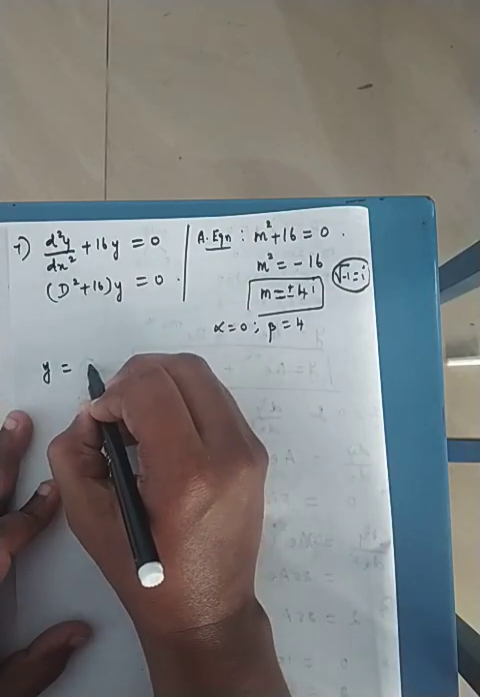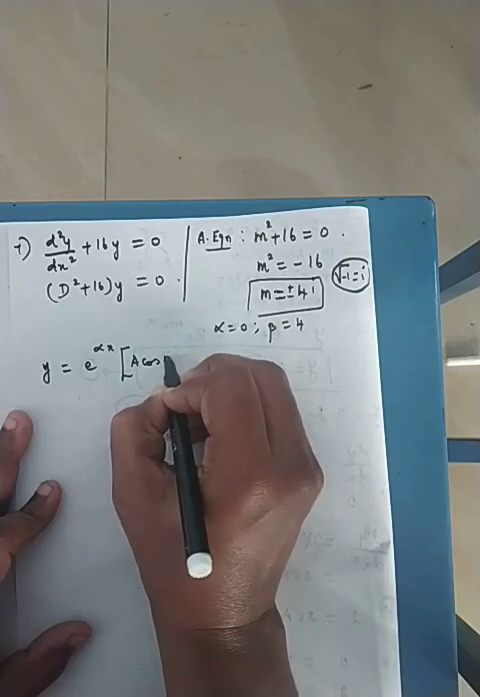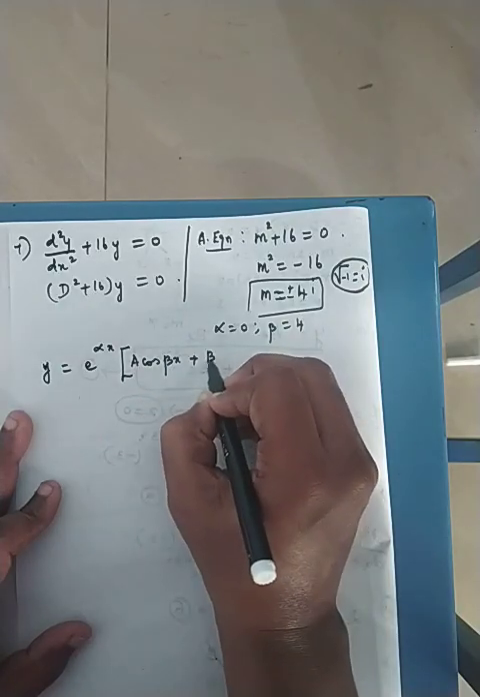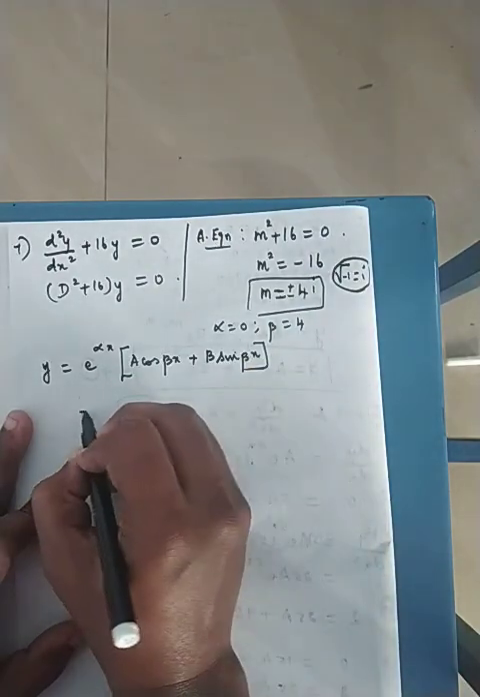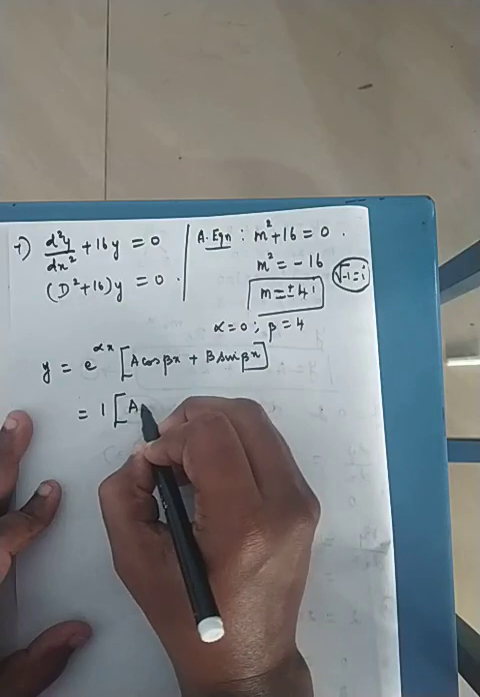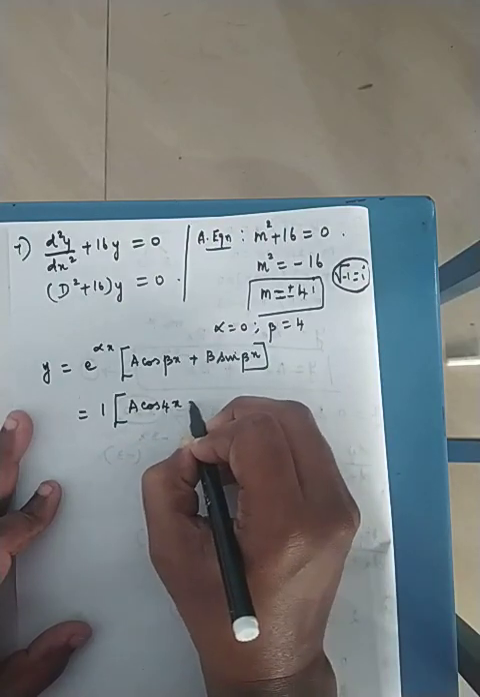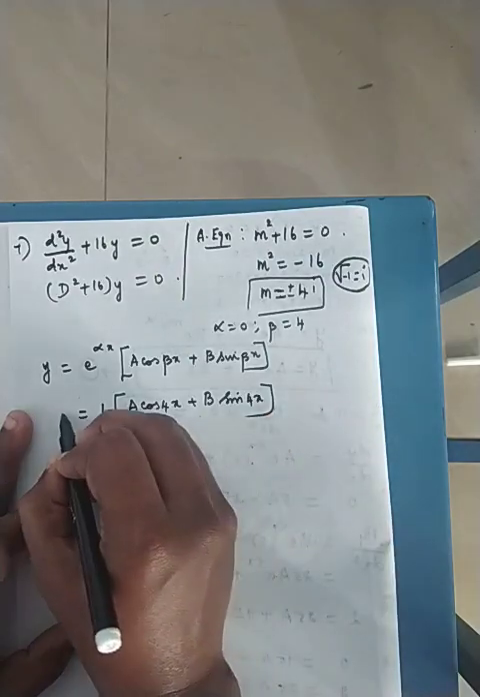Y is equal to e power alpha x into a cos beta x plus b sin beta x. This is my general solution. Here alpha is 0, so e power 0x will become 1 and beta is 4. So a cos 4x plus b sin 4x. This will be my answer.